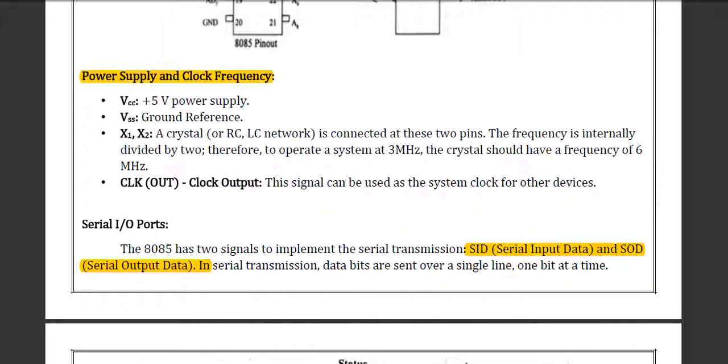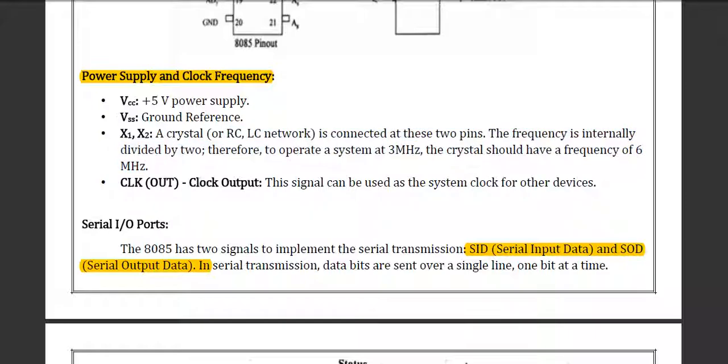Now, here the power supply and the clock's frequency section. Here VCC is the power supply, which is 5 volt, VSS is the ground section. Here X1 and X2 is the RC and LC network connected with those 2 points. The frequency is internally divided by 2. Therefore, to operate the system at 3 MHz, it should have a frequency of 6 MHz.